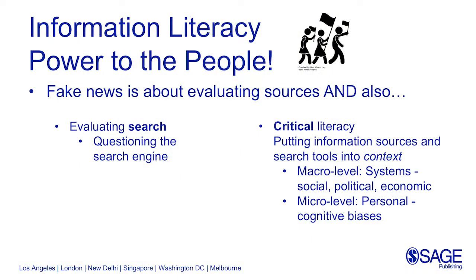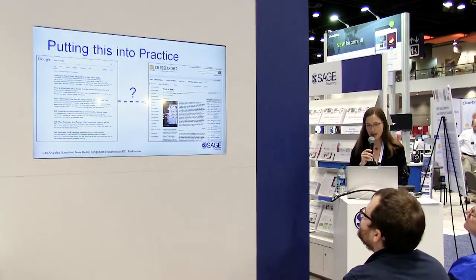When we think about what this means for how we teach about information literacy as librarians, I think it's really obvious that fake news is about evaluating sources, and there's been a lot of discussion about that. But we also need to talk about evaluating the search as well, questioning the search engines, and really incorporating critical information literacy, critical literacy into our instruction. That's the idea of putting information sources and search tools into context, which is what I was just doing. That is the part where we're talking about the systems at the macro level, the social, political, economic systems affecting how we access information and the source types that are out there. And then also looking at the micro level, what are our personal or cognitive biases that are affecting how we access information. So how do we actually put this into practice?